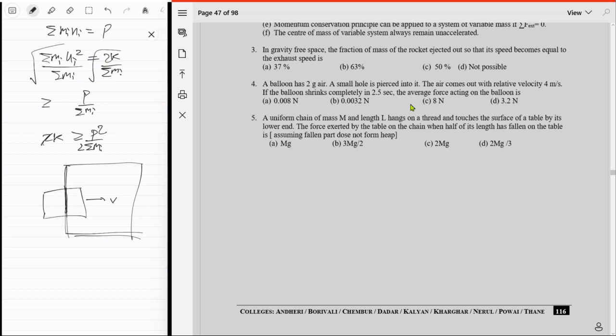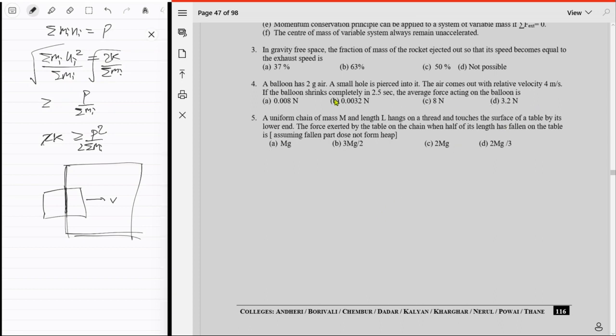In that case, you can say that, okay, momentum conservation. So the force comes out. What air comes out is supposed to be 4, and the balloon shrinks completely in 2.5 seconds, the average force on the balloon. So this guy's velocity is just 4. It has 2 grams air. And the balloon itself has now what? The balloon actually doesn't have that much mass, does it? It doesn't actually matter in any case because the momentum imparted in the exhaust is what we care about.